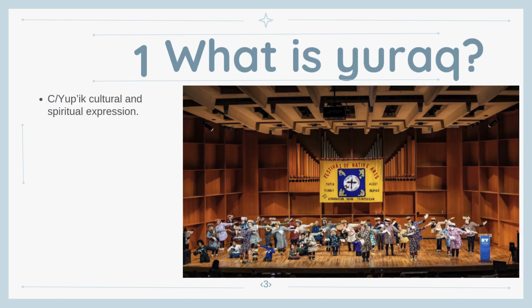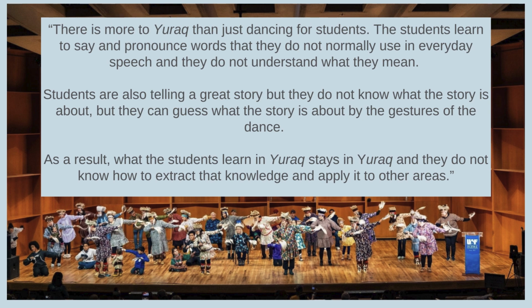So, what is Yuraq? It's basically a Yupik and Cupik cultural and spiritual way of expression involving singing, dancing, drumming. Many communities participate in it, with children often being active in it. So, in this picture, you can see a wide range of ages from elders to children. You can see me down in the lower left corner. This is my community that I'm participating in Yuraq with. And another important aspect is that song lyrics are often in the native language.